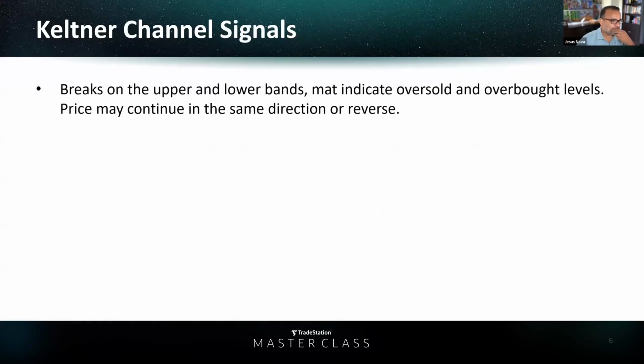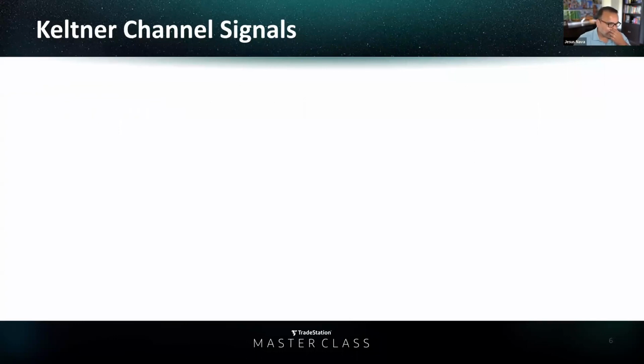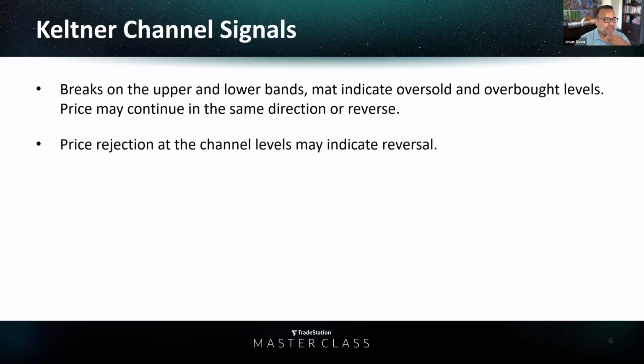Okay. The signals are, and I believe I'm going to start off with the ones that are default. Breaks on the upper and lower bands. It says here mat, but it should say may indicate oversold and overbought levels. Price may continue in the same direction or reverse. So this is not just one single trade. It's telling you, hey, the price may continue in the direction of the breakout or may reverse from the breakout if the security is oversold or overbought. So in that decision, you always have to look at other studies to make sure that you have aligning indicators.